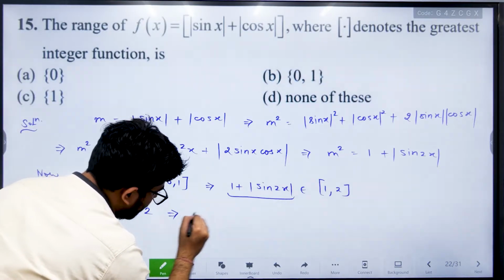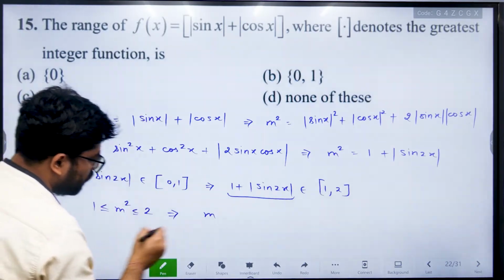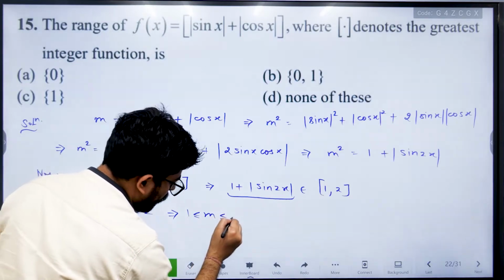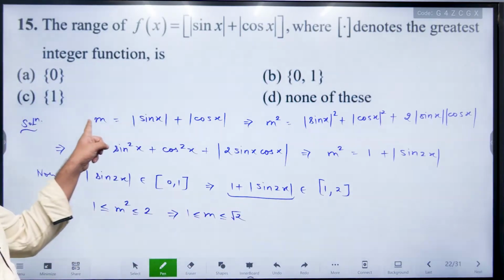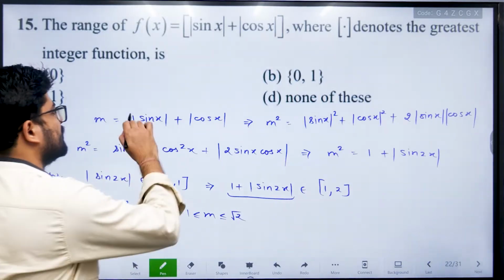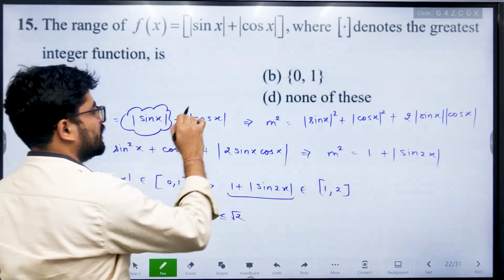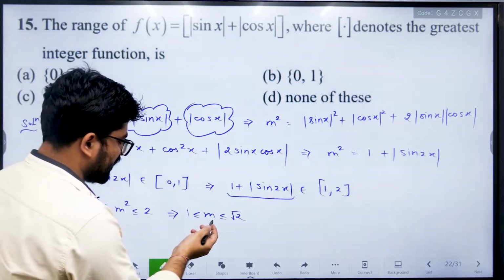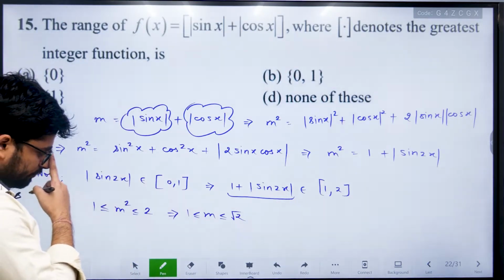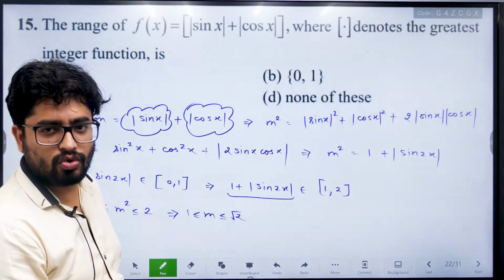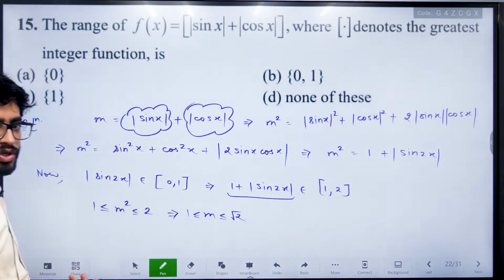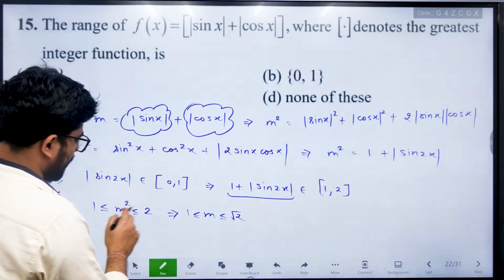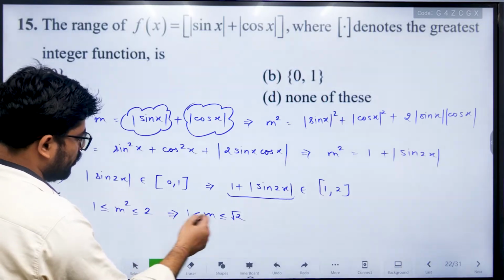So it means m is from 1 to root 2. And obviously m is a non-negative quantity. That's why m is from 1 to root 2, yes or no? Otherwise you can say minus root 2 to minus 1 also. But m is not negative, so if m square is 1 to 2, then m is from 1 to root 2.